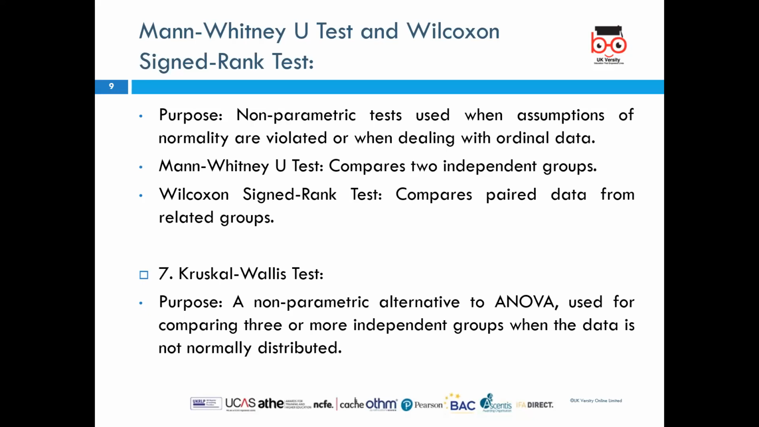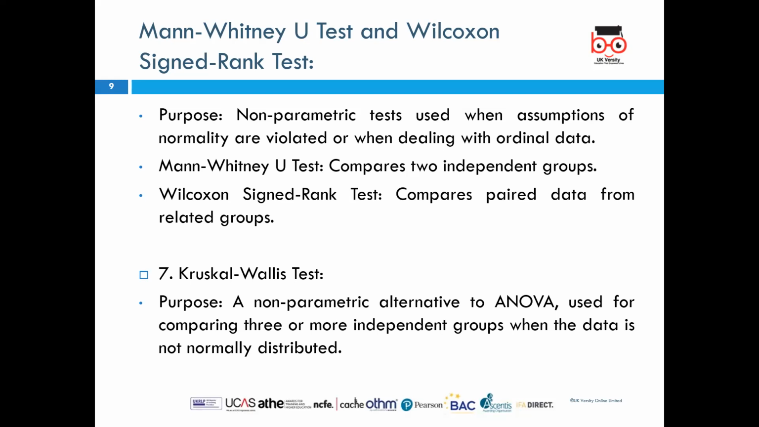Then another statistical test is the Mann-Whitney U test and the Wilcoxon signed rank test. This is a type of non-parametric test which is used when the assumption of normality is violated. So remember, in all the previous tests that we discussed, it is assumed that data follows a normal distribution. But when that is not the case, non-parametric tests are used, or when dealing with ordinal data. So the Mann-Whitney U test compares two independent groups when the data does not follow a normal distribution. And the Wilcoxon signed rank test is used to compare paired data from related groups.